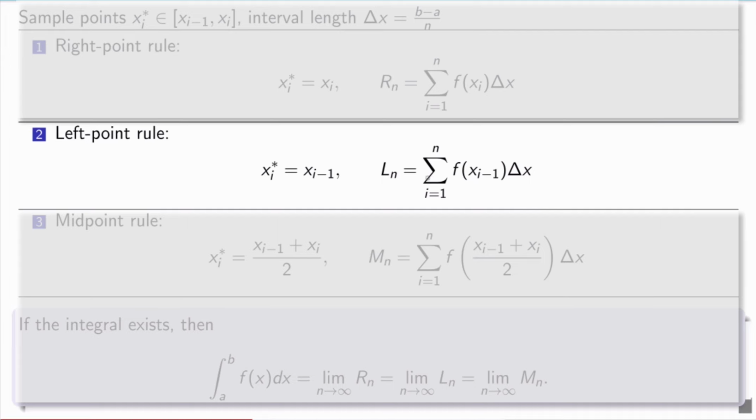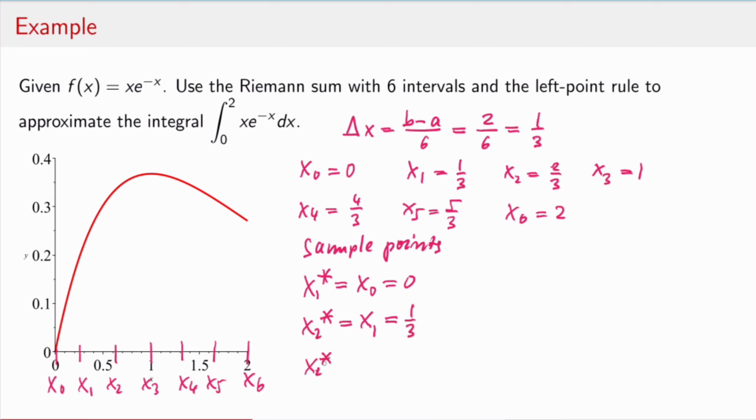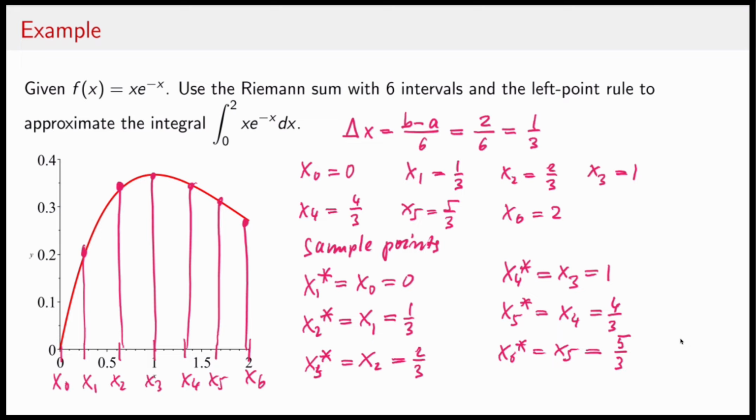And then we need to sum it all up with the summation sign and the delta x. So we need the sample points. x1 star is the left boundary point. The left boundary point is actually x0. x2 star is the left boundary of that subinterval, which is x1, and looking above, x1 is 1/3. x3 star would be x2, which is 2/3, and so on. x4 star is equal to 1. x5 star is 4/3, and x6 star is 5/3.